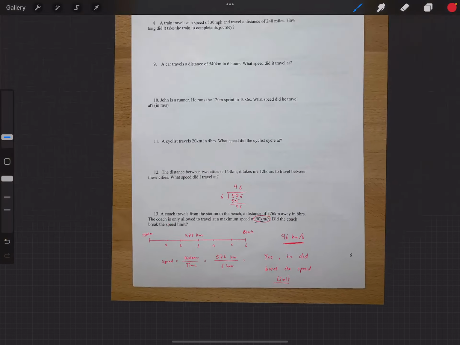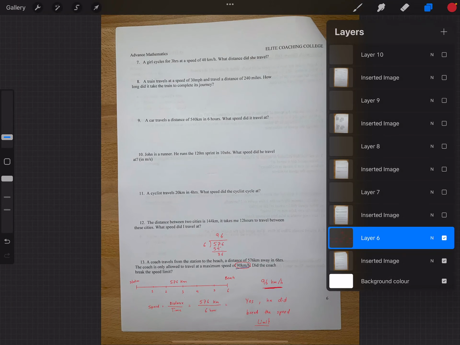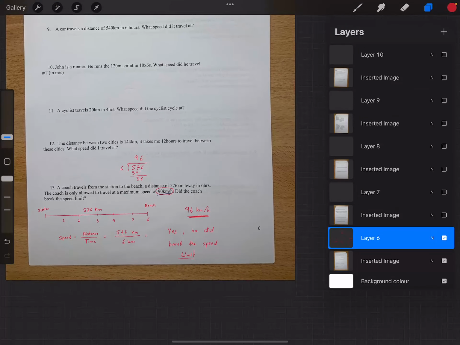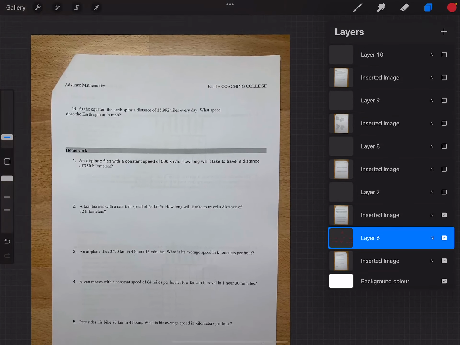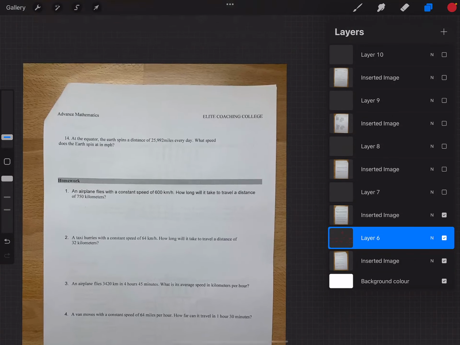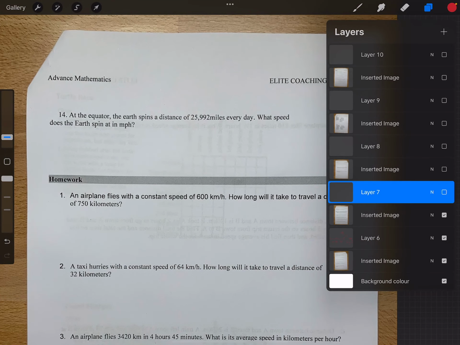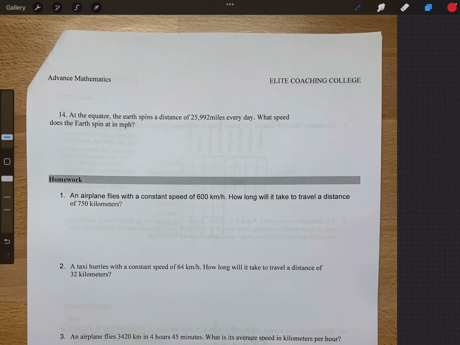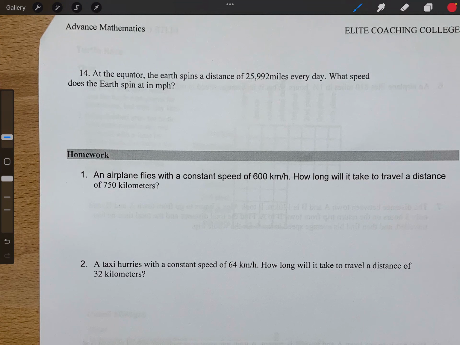Alright, and one more question. So that's that question, Question 13. Now, on page 7, I want to do question 14 here, just to quickly show you. It says at the equator of the Earth, the Earth spins a distance of 25,992 miles every day. What speed does the Earth spin at in miles per hour?